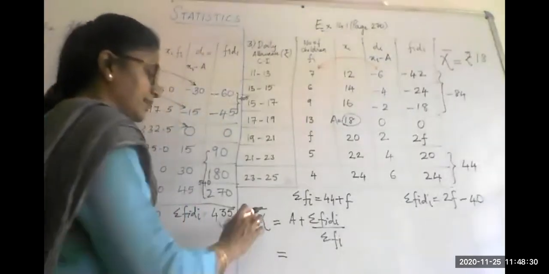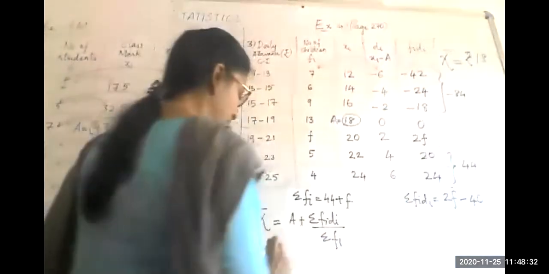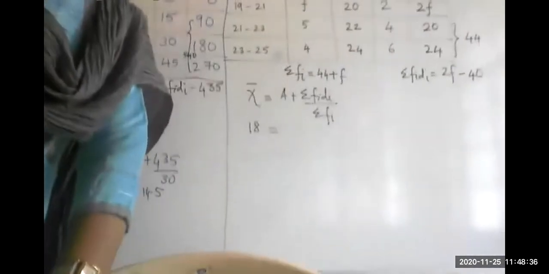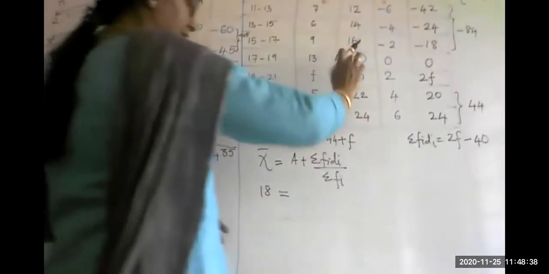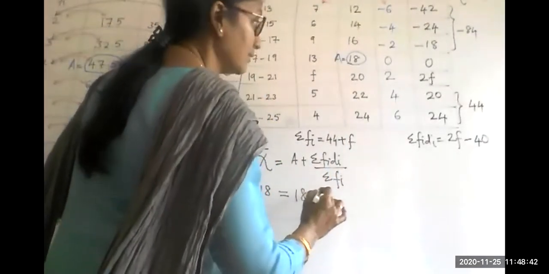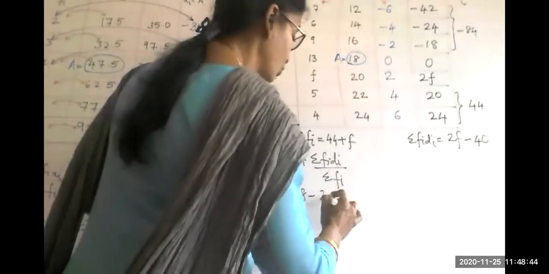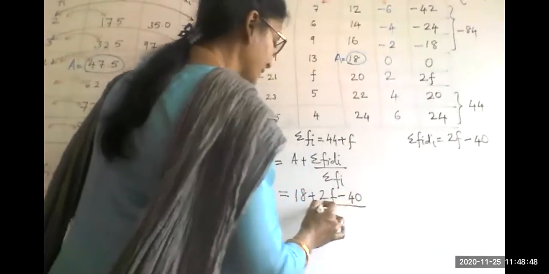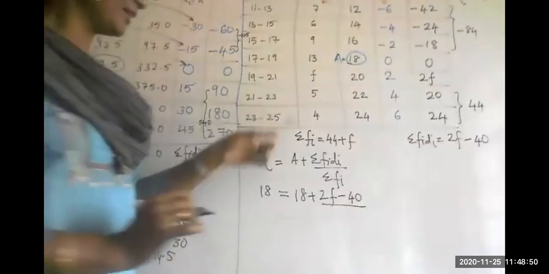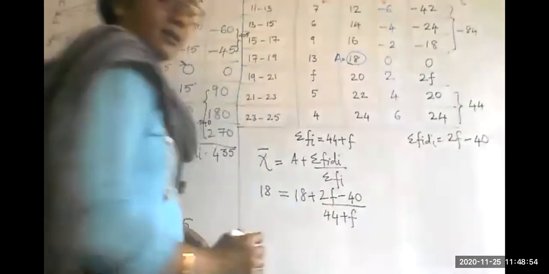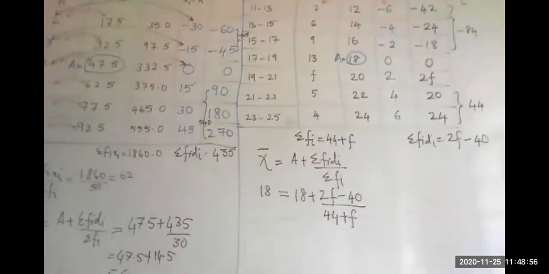So now substitute x bar, the value is given as 18. So the left hand side is 18. Now the assumed mean, what is the assumed mean I have taken? It is 18. Correct. Plus sigma fi di is 2f minus 40, divided by sigma fi, which is 44 plus f. So this is a simple equation that you require to solve.